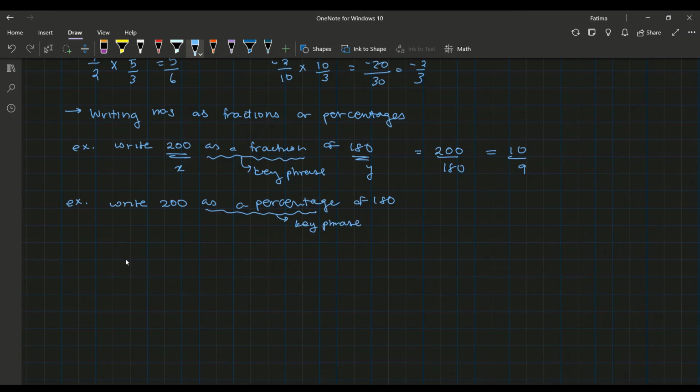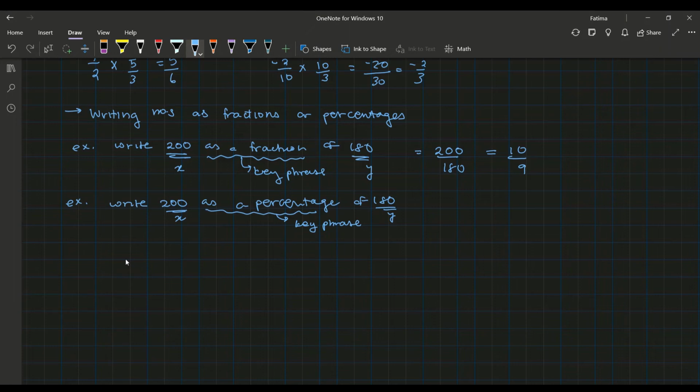And the number before that, I will take that as x again, and the number after the phrase, I'll take that as y. So the same way we made our fractions with x as numerator and y as denominator, we'd have to do the same here. But the only difference is because this has to be written as a percentage as opposed to a fraction, we have to multiply our fraction with 100.